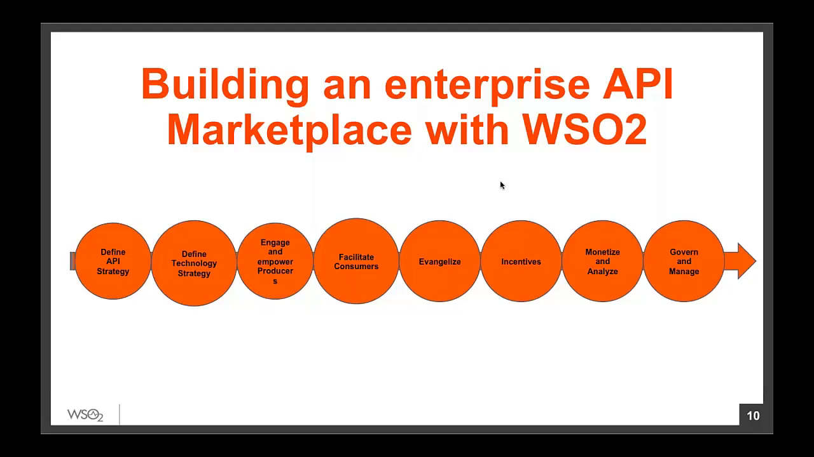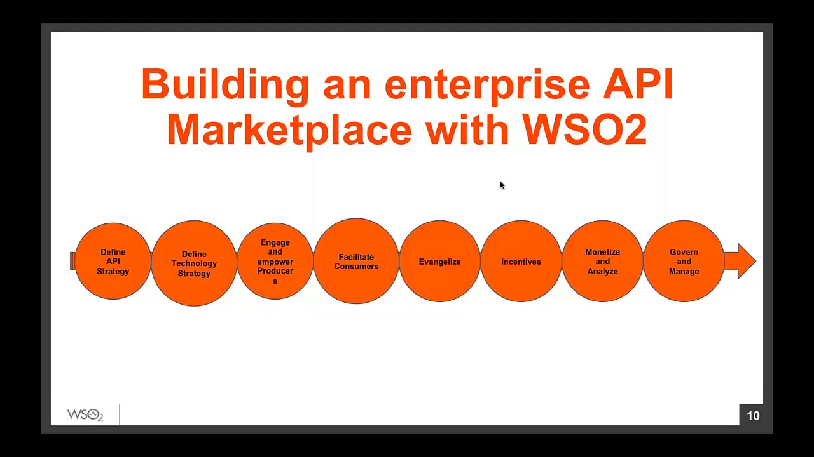So the first step is to define an API strategy, of course. So that's even before you think about an API marketplace, you need to think about your API strategy and your technology strategy. So your API strategy here goes into detail about what you're going to do with your APIs, what you're going to expose within the organization, what kind of services you're going to expose.